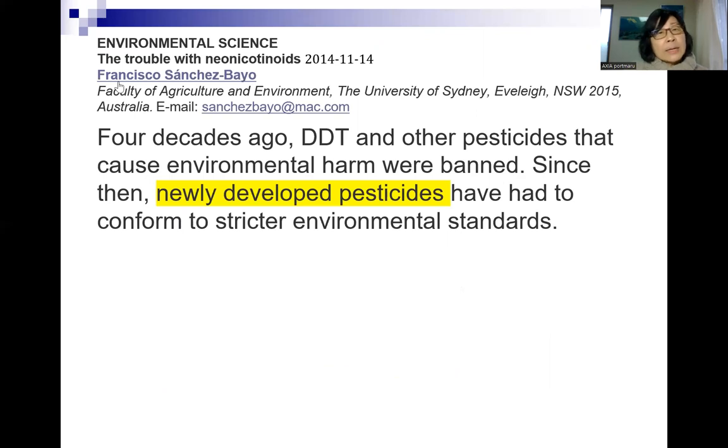Now, let's take a look at this article in Environmental Science about the Trouble with Neonicotinoids, written by Francisco Sanchez-Bayo of the Faculty of Agriculture and Environment, the University of Sydney. He says that four decades ago, DDT and other pesticides that cause environmental harm were banned. Since then, newly developed pesticides have had to conform to stricter environmental standards.